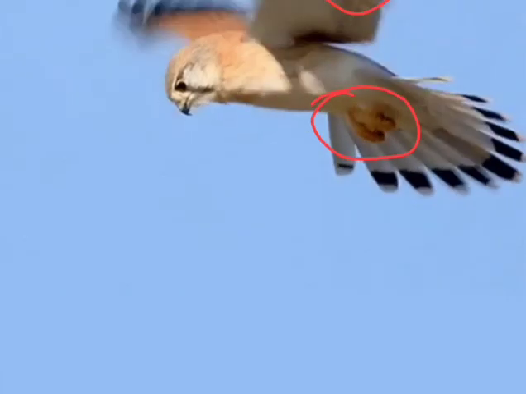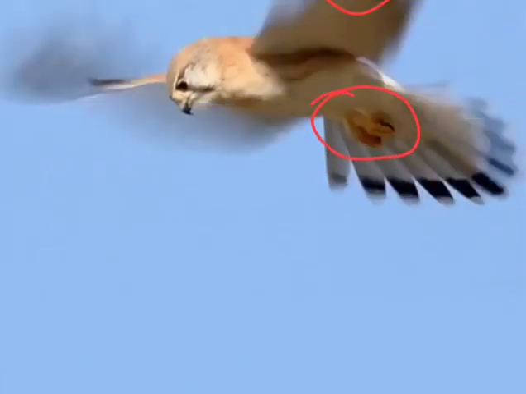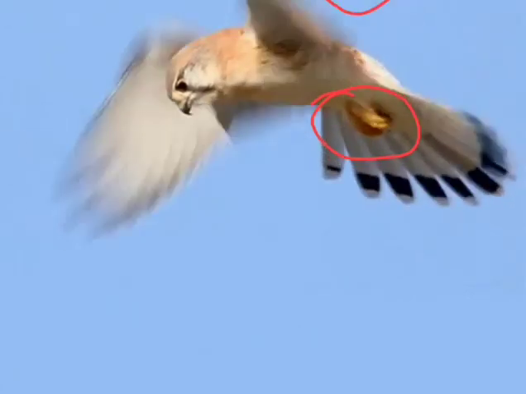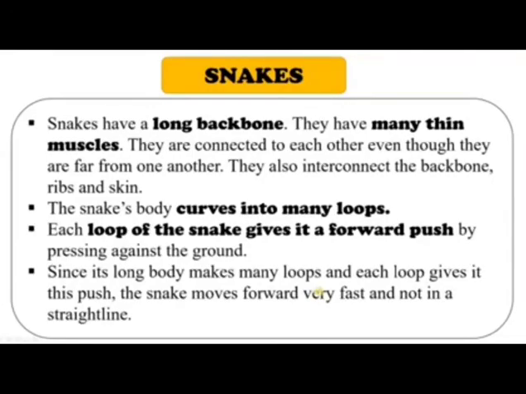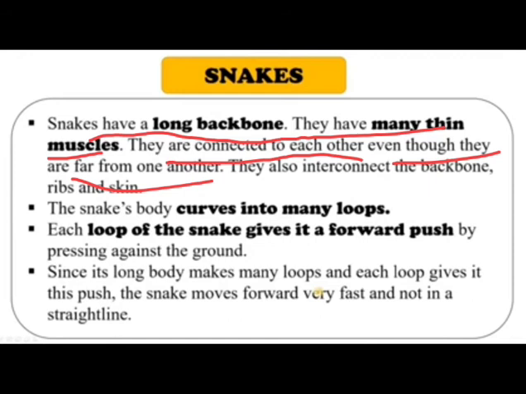Now let's move forward. Now the next is the movement of snake. Snakes have a long backbone. They have many thin muscles, and they are connected to each other even though they are far from one another. They also interconnect the backbone, ribs, and the skin. So the backbone, skin, and ribs of the snake are also interconnected. The snake's body curves into many loops.